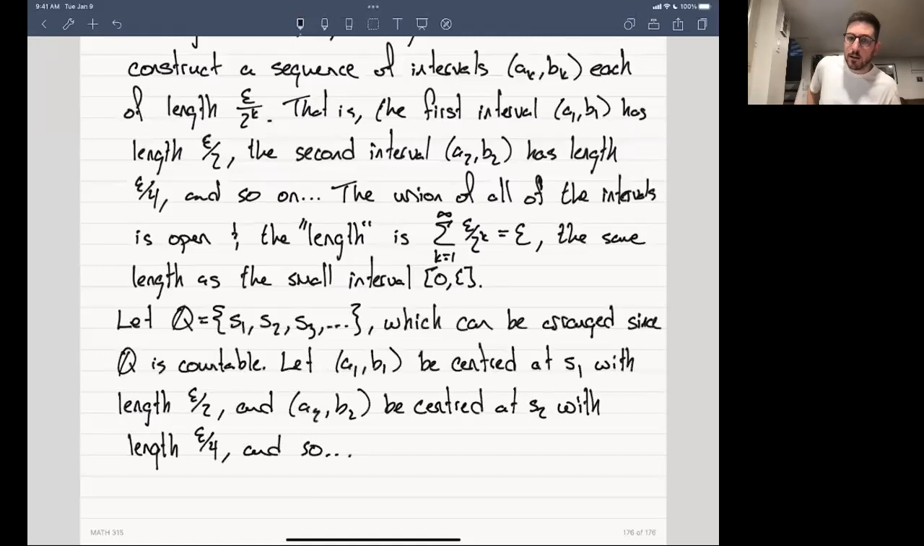The idea here is that those intervals that I talked about above are going to have length epsilon over 2, epsilon over 4, epsilon over 8, et cetera. You pick each one of the rational numbers that you've enumerated as the center of each one. And then this tells us that from above, this union of all of these intervals is going to be small, right? It's going to have length epsilon. Now, the fact that this thing is dense just comes from the fact that the rational numbers are contained in this. So notice the rational numbers are contained in this union of all of these intervals.